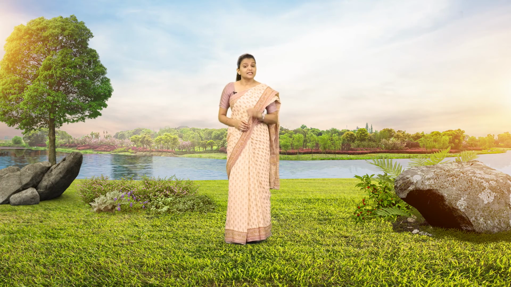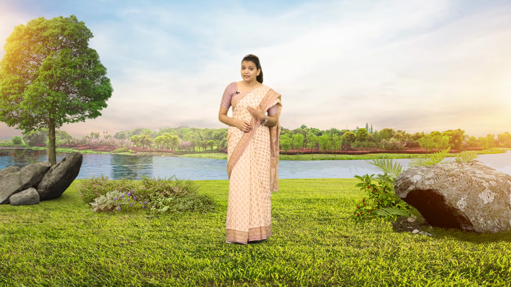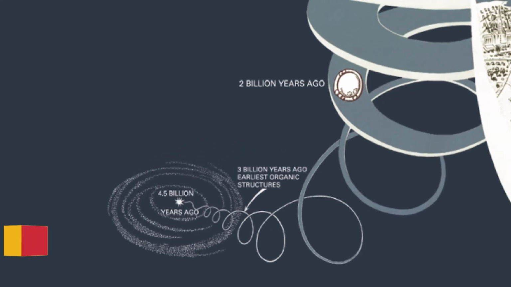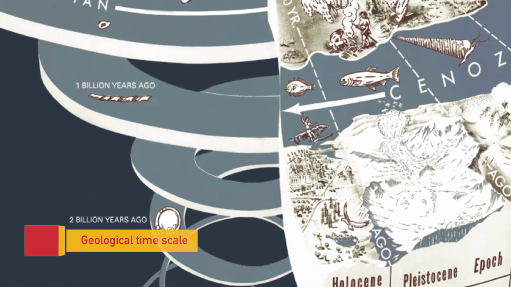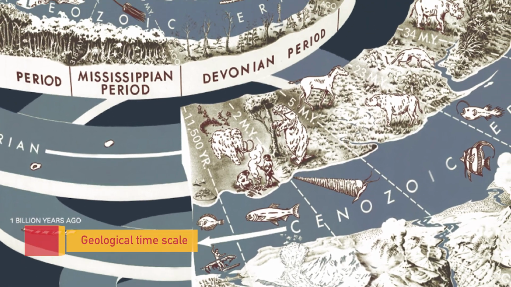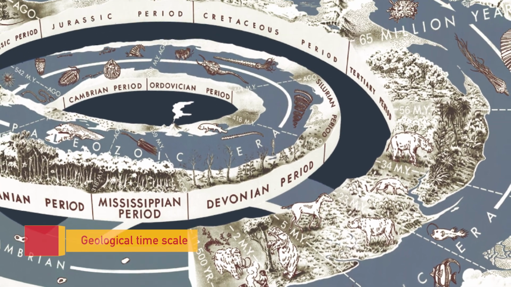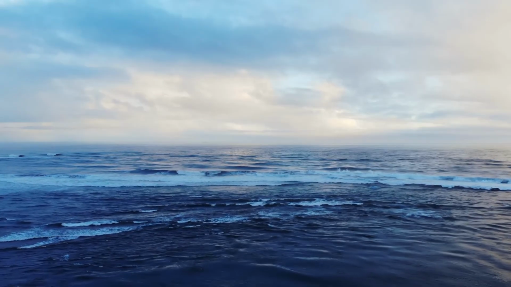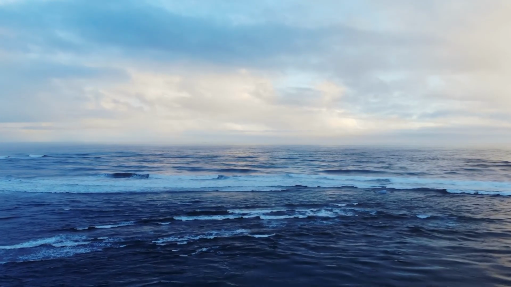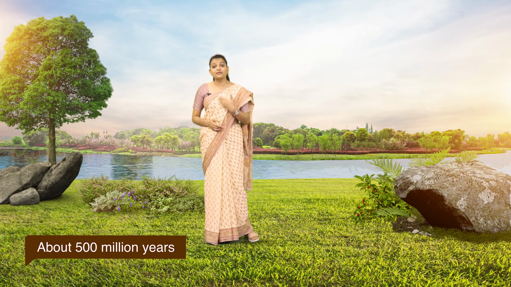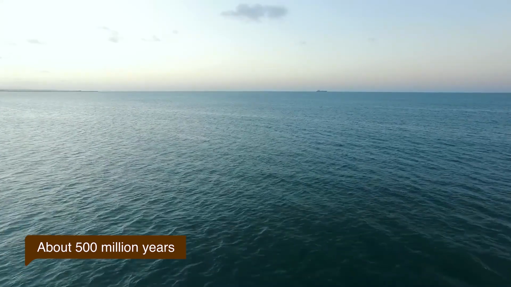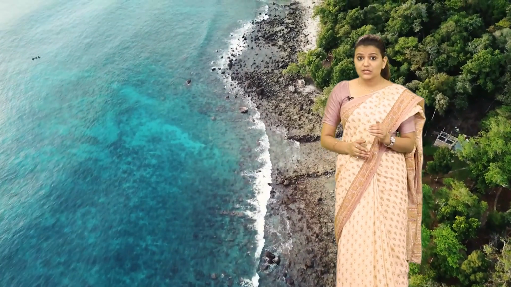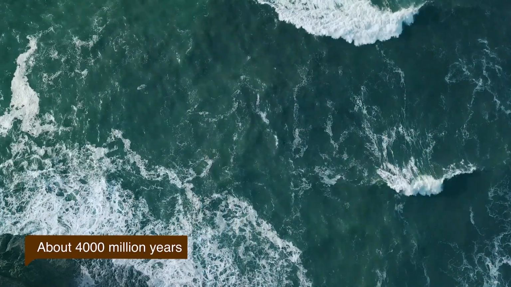Do you remember the geological time scale that we discussed earlier? It is given here again for your understanding. We will try to understand the important happenings on the Earth with the help of the geological time scale. The Earth's oceans were formed within 500 million years from the formation of the Earth. You will be surprised to know that the oceans are as old as 4,000 million years.